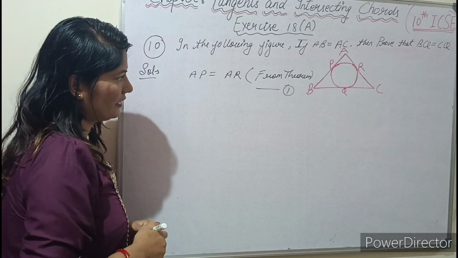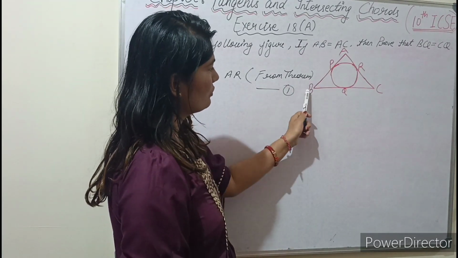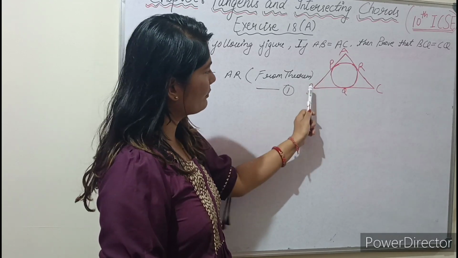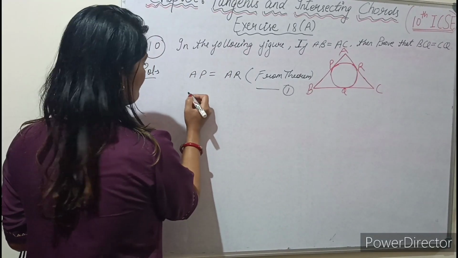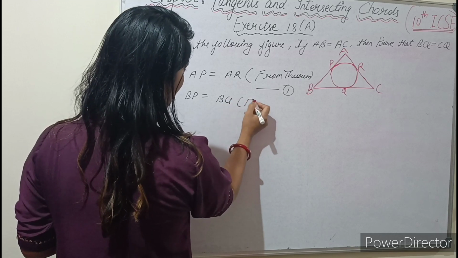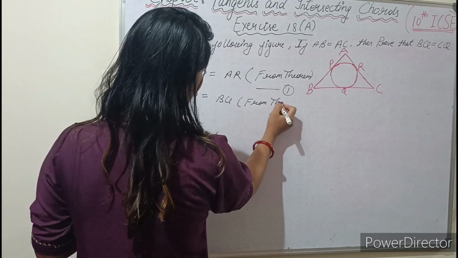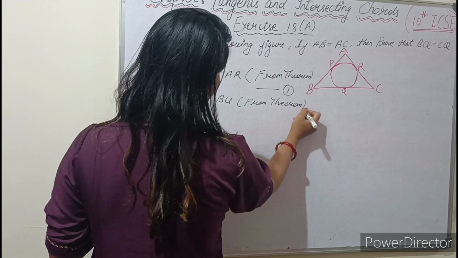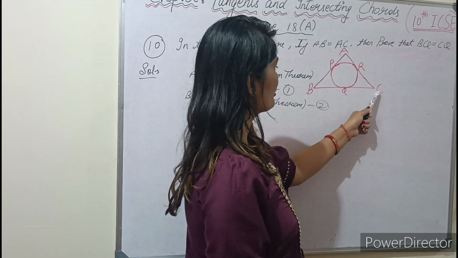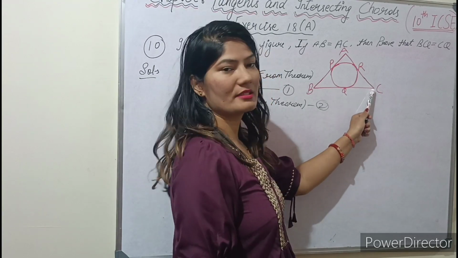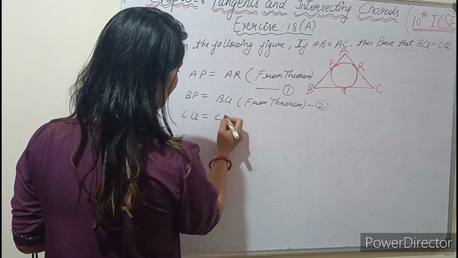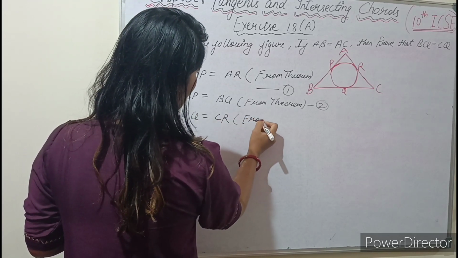In a similar way, I can write that BP is equal to BQ, since here B is the exterior point and BP and BQ are the tangents. So therefore we can write BP is equal to BQ. This is again from theorem, and this will be your equation 2. In a similar way, I can write CQ is equal to CR, since C is the exterior point. So therefore CQ is equal to CR. The same reason, from theorem.